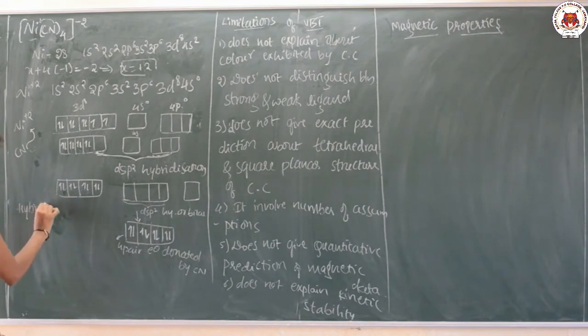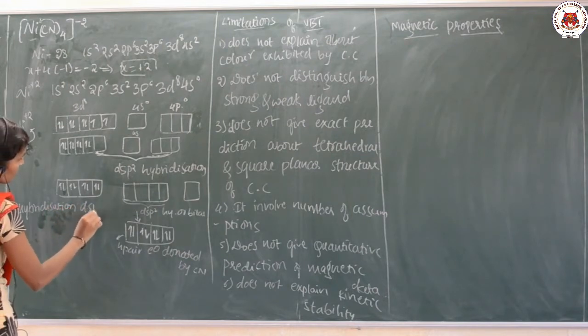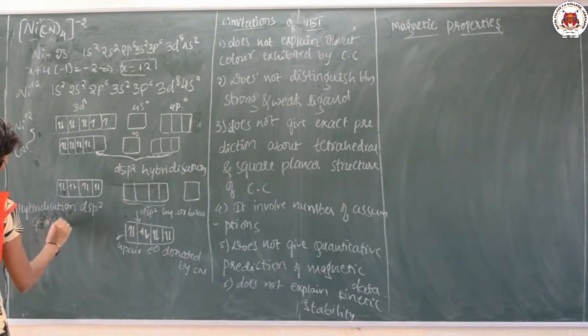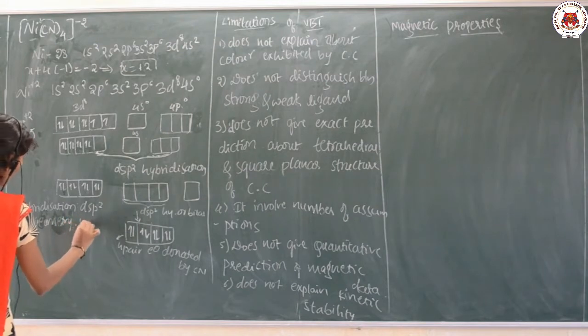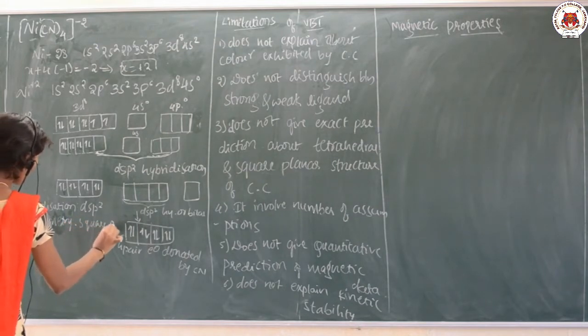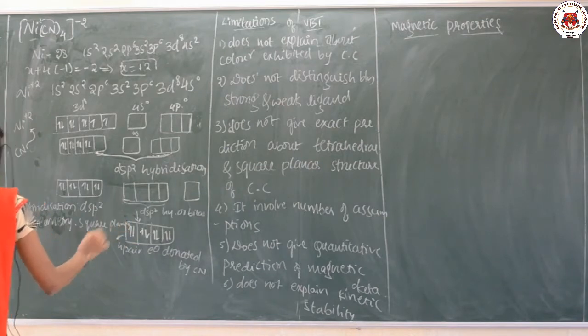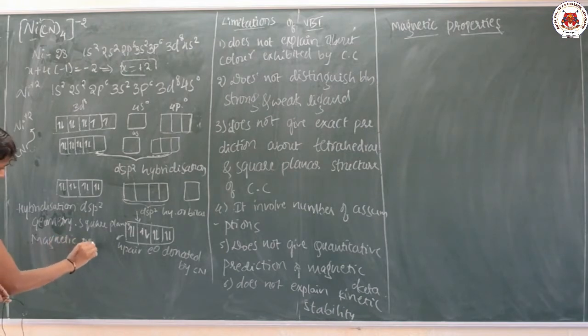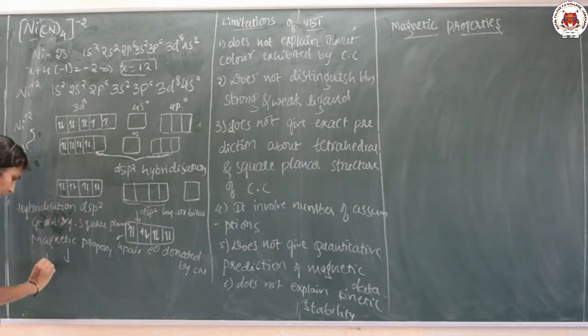And now we will discuss the hybridization. Which type of hybridization is going to take place here? dsp2 hybridization takes place. And what about the geometry? Geometry is square planar. Okay. And then what about the magnetic property? Is there any unpaired electron? No. So, it is diamagnetic.